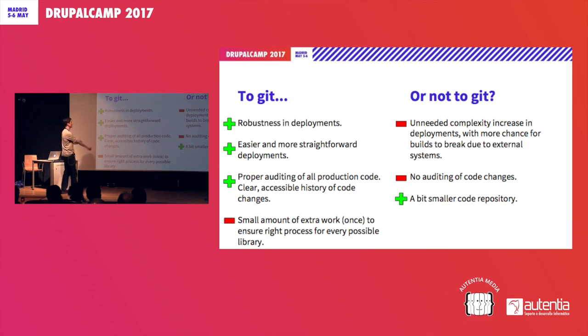So a summary of things. If we put things in the repo, we have more robust deployments because everything is in the repo. You download it, and you're done. You don't have to go to Packagist, Drupal, GitHub, whatever. They are easier and more straightforward to manage. We have proper auditing of production code with clear, accessible history of code changes.